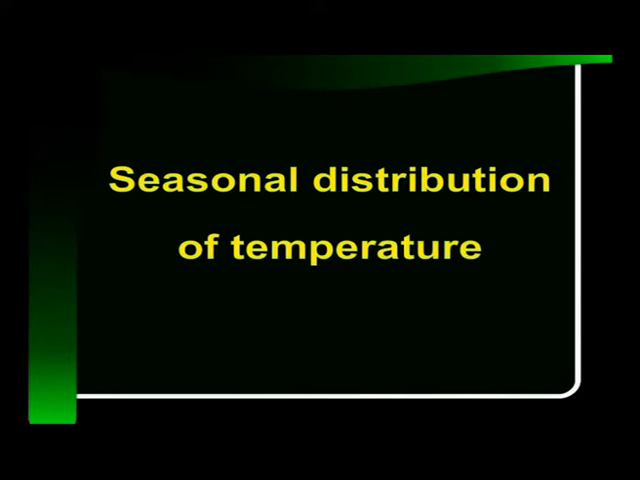Now let us see the seasonal distribution of temperature. Since January and July represent the seasonal extremes, the horizontal distribution of temperature in these 2 months only is described. Distribution of temperature in January.